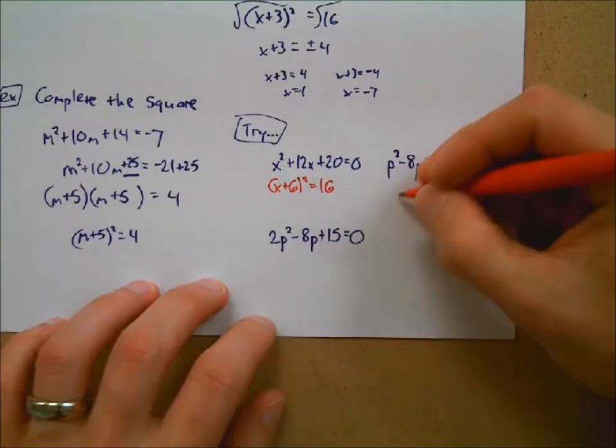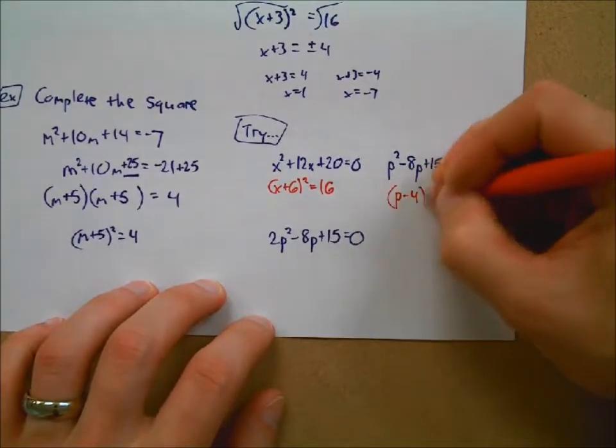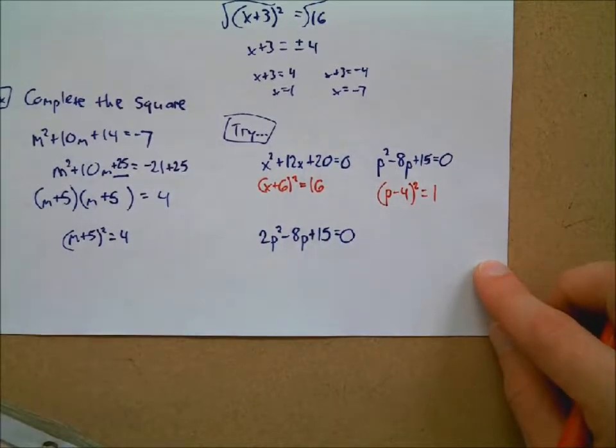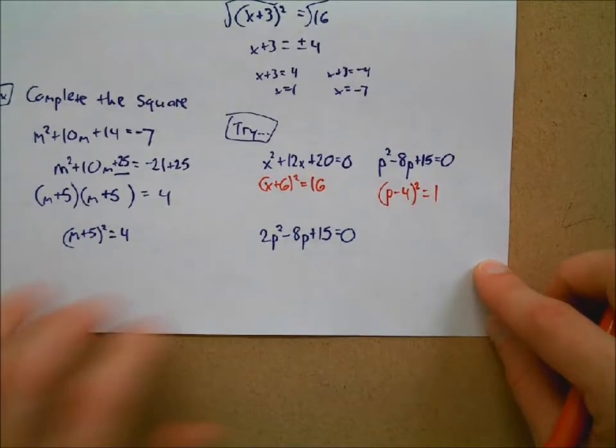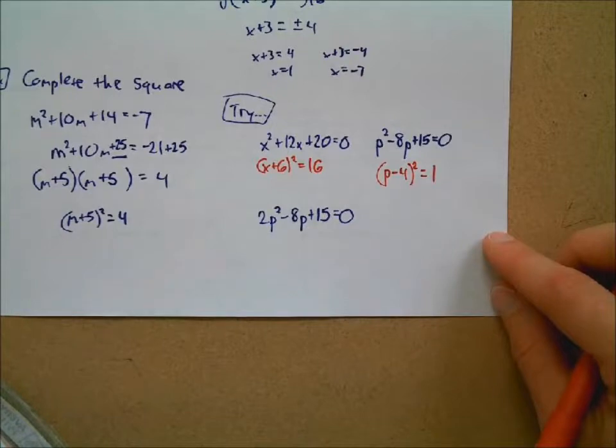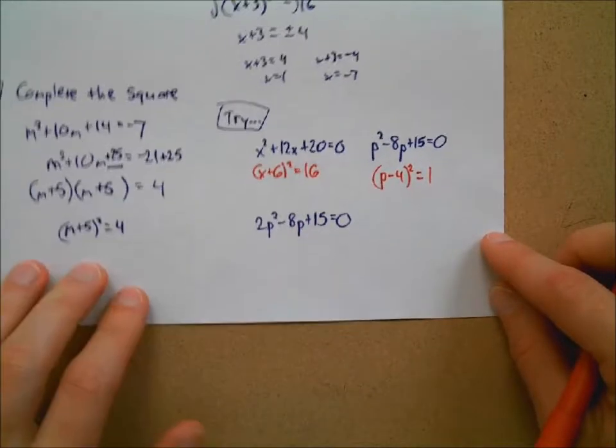P minus 4 quantity squared equals 1. Just like that? Okay. Are we all okay with that one too? Sounds good to me. Okay. And then volunteers for this third one here? Someone want to give it a go?